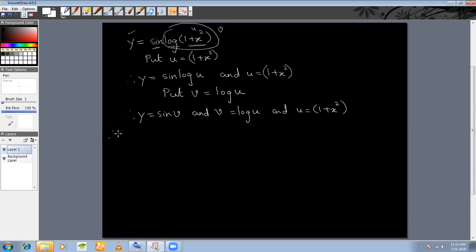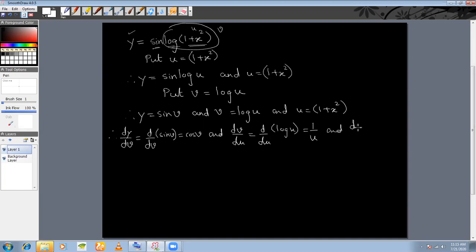Okay, so now since I have y as a function of v, I can find dy/dv, which is d/dv of sine v, which is cos v. And v as a function of u, so I can find dv/du, d/du of log u, which is equal to 1 by u. And u is a function of x, therefore I can find du/dx, which is d/dx of 1 plus x square, which is nothing but 2x.